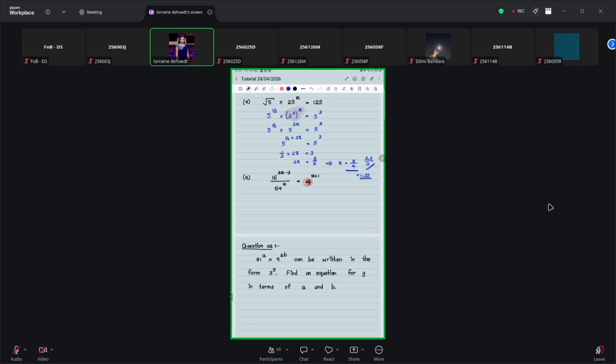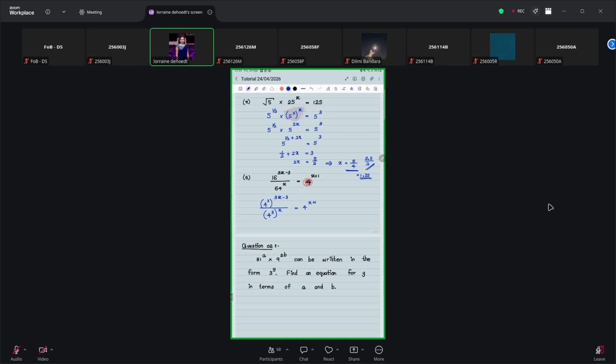How can we write 16 using base 4? 16 means 4 to the power 2. So I'll rewrite 16 as 4 to the power 2, and it also has the index, that means 3x minus 3. And also I'll rewrite 64 in base 4. That means 4 to the power 3, and it also has the index x. And the right hand side 4 to the power x plus 1.